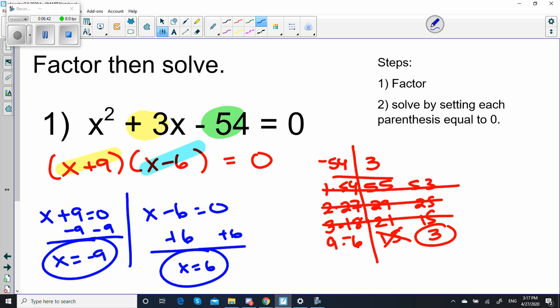And I know it wants me to solve because it says it in the directions. And I also know it wants me to solve because it says equals 0. If you look at the problem set that we did on Monday, none of them said equals at all. They just had the three terms, like right here. They didn't have an equals anything. That's how I knew I just had to factor those.